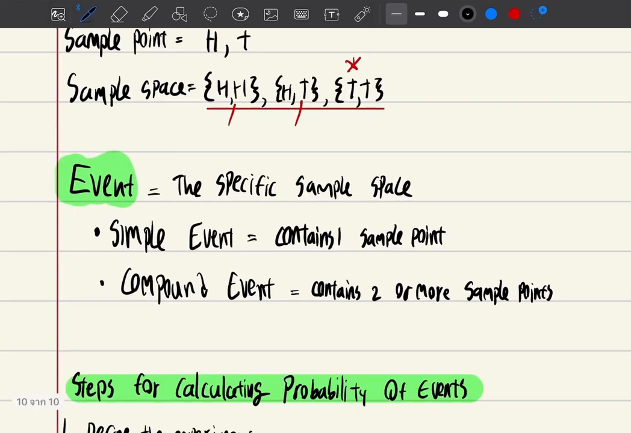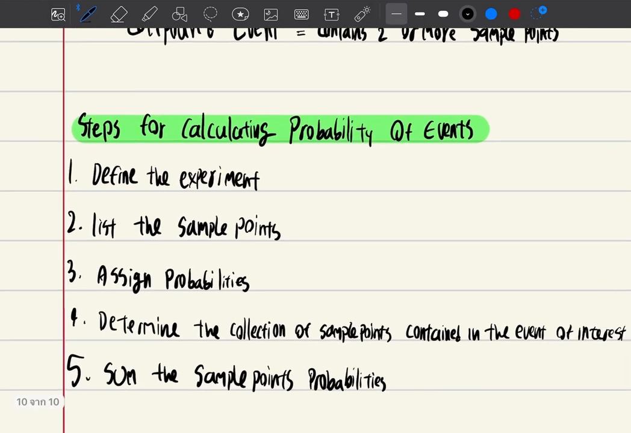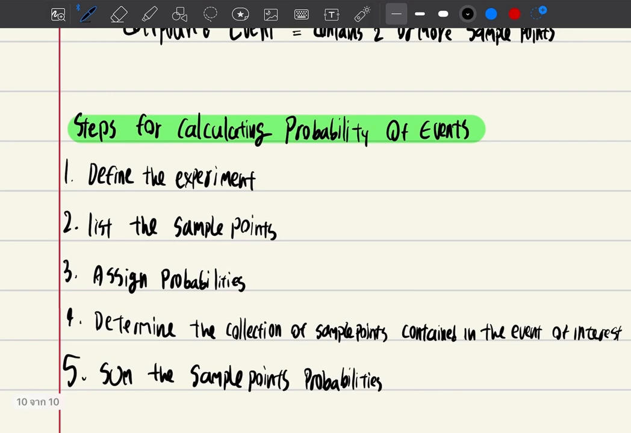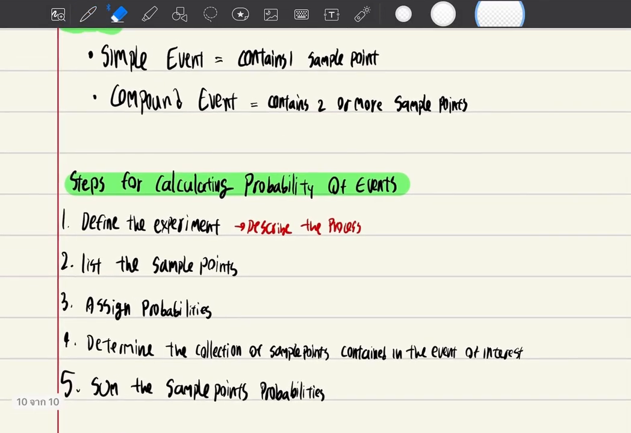The next one is the steps to calculating the probability of events. First, we're going to define the experiment, which is to describe the process used to make an observation. Next one is list the sample points.